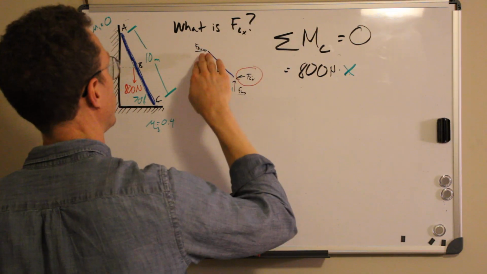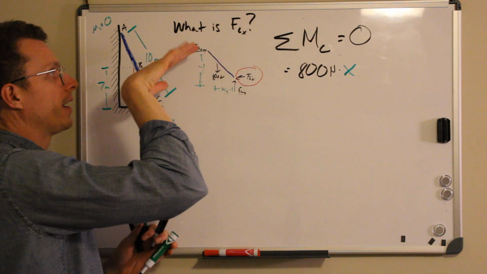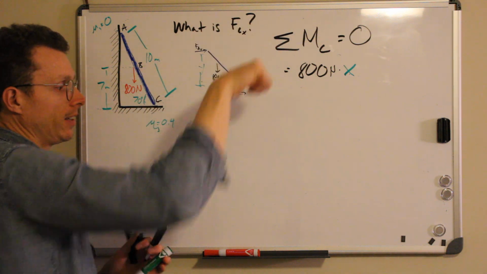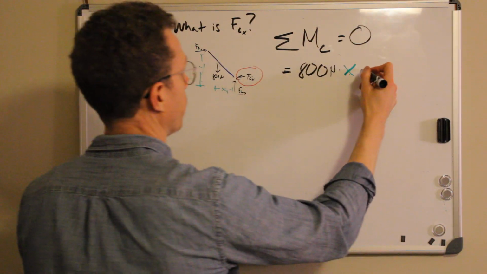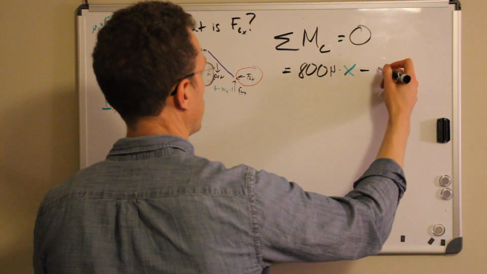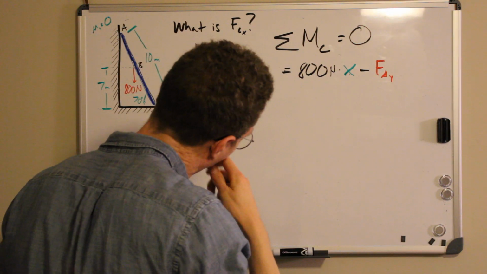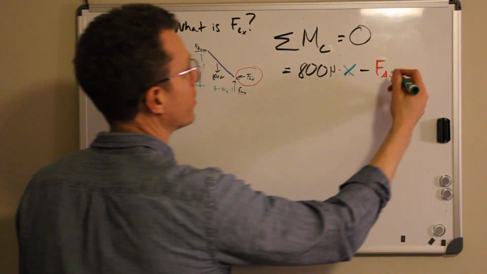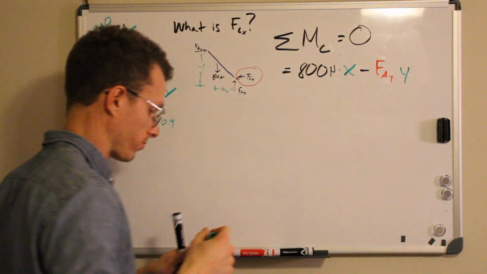That's going to be positive. This is my F of A of Y. That's going to want to curl the ladder this way. So I'm going to call that negative into the board at C minus this moment, which is going to be F of A of Y times Y.